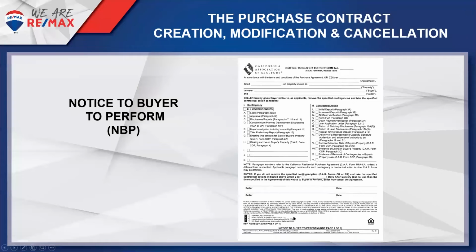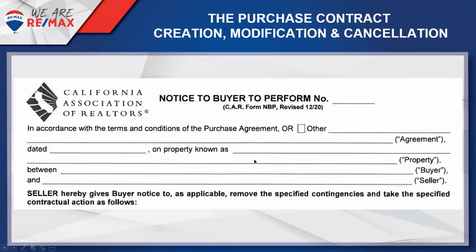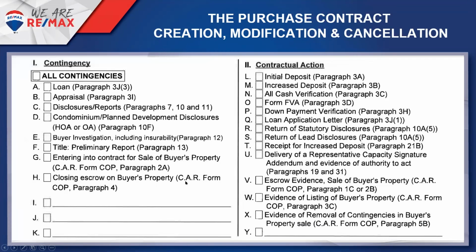Okay, so the notice to buyer to perform, I talked about that in some detail in the COP class, but I talked about it basically relative to a COP. I'm not going to go into a lot of detail here, but just to point out a few things. Of course, the top identifies the property, the agreement, the buyer, and the seller. And then the body of the notice to perform contains contingencies or contractual actions. Contingencies are all on the left, the ones that are listed in the contract. Contractual actions are on the right, and they're listed in the contract. These paragraph numbers are RPA paragraph numbers.